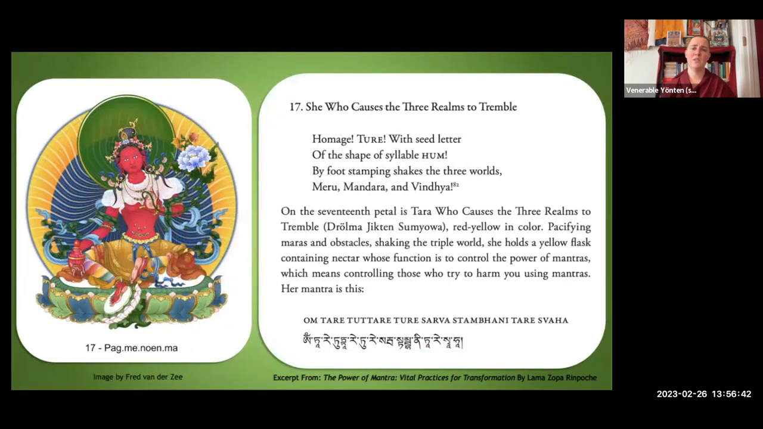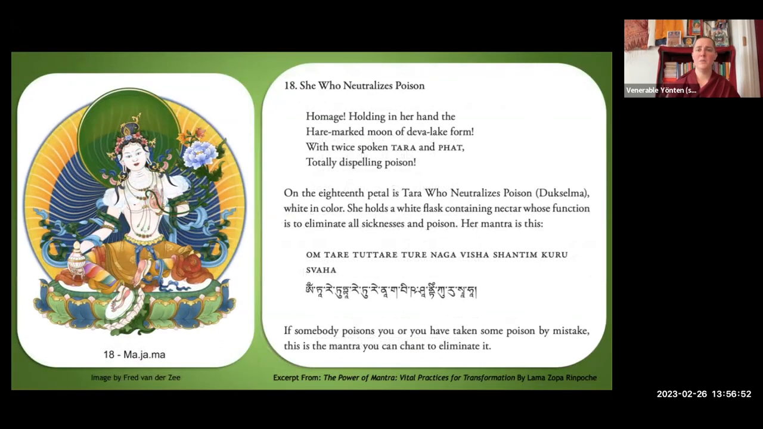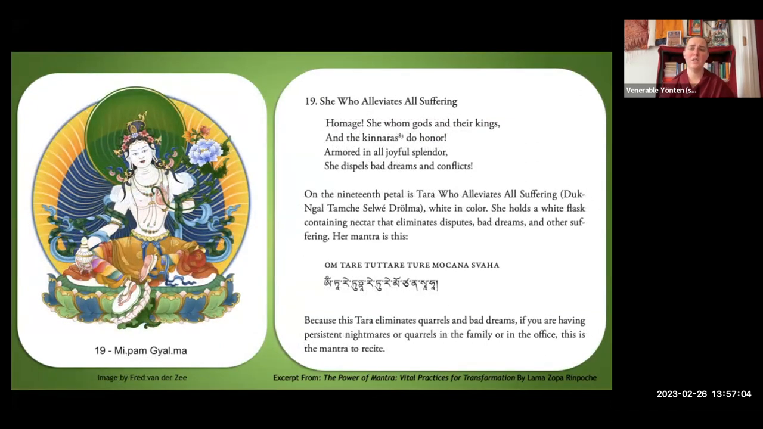Homage, shuri with seed letter, of the shape of syllable, whom by foot stamping shakes the three worlds, Meru, Mandara, and Vindhya. Homage, holding in her hand the hammock moon of Deva lake form, with twice spoken Tara and Pei, totally dispelling poison. Homage, she who gods and their kings and the Kinneros do honor, armored in a joyful splendor, she dispels bad dreams and conflicts.